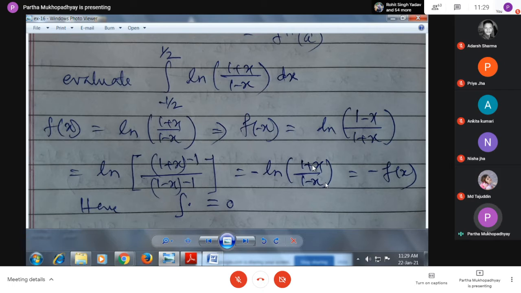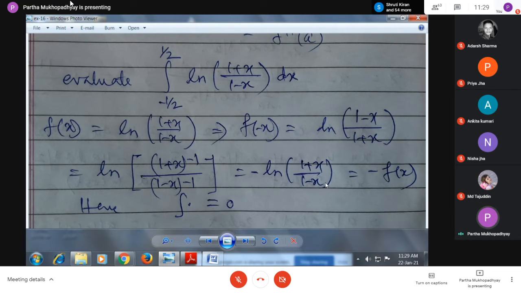ln means natural log with base e. So the integral of ln((1 plus x) by (1 minus x)) dx. Evaluate this thing. Now see, this is a very good application of properties of definite integral. We will observe that this log of (1 plus x) by (1 minus x) is an odd function.